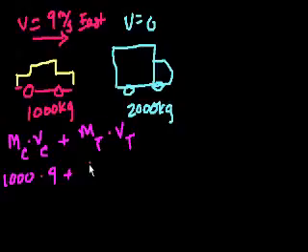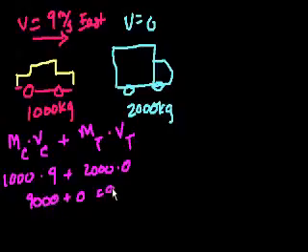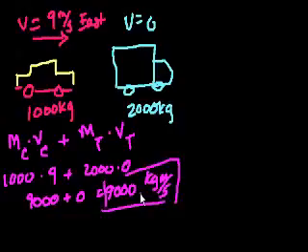And then the mass of the truck is 2,000. And what's its velocity? Well, it's 0. It's stationary initially. So the initial momentum of the system, this is 2,000 times 0, is 9,000 plus 0, which equals 9,000 kilogram meters per second. That's the momentum before the car hits the back of the truck.